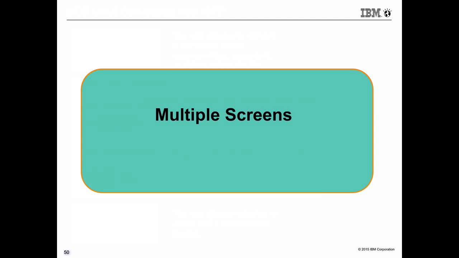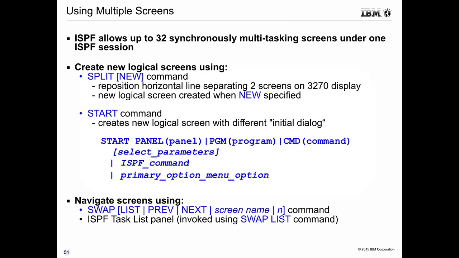Okay, and one last topic before we take a look at 2.2 will be multiple screen support. ISPF allows up to 32 synchronously multitasking screens in one ISPF session, and there's a fair amount of function around that, and it continues to grow. You can use the split command, either split new or just split, and do it that way.